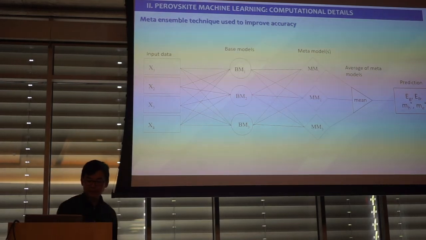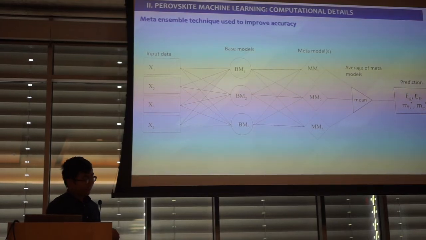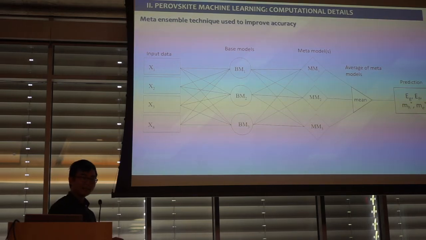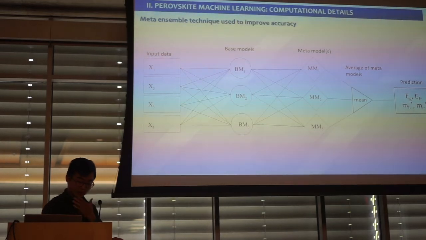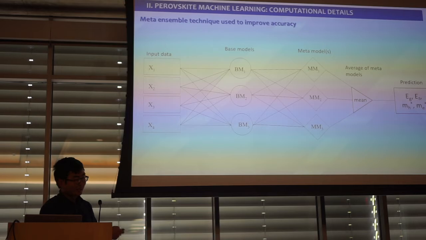Okay, so here's a rough diagram of our machine learning model. So in this work, we use a technique called a meta-ensemble. And so basically how this works is we start out with our input data on the left there, and we feed that to a base layer which contains a series of machine learning models, and each of these models takes in all of the input data and makes its own prediction on the target variable. So in this case, we could be thinking about the band gap, and each of these base models makes its own prediction on what it thinks the band gap is.